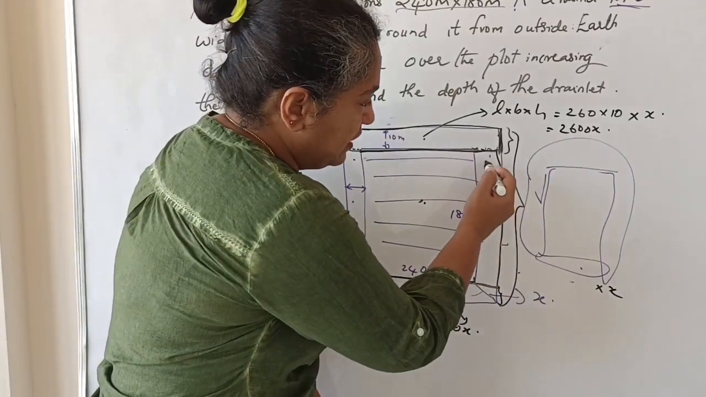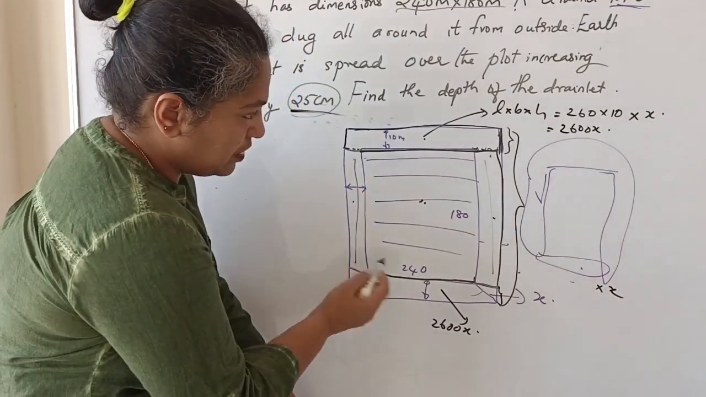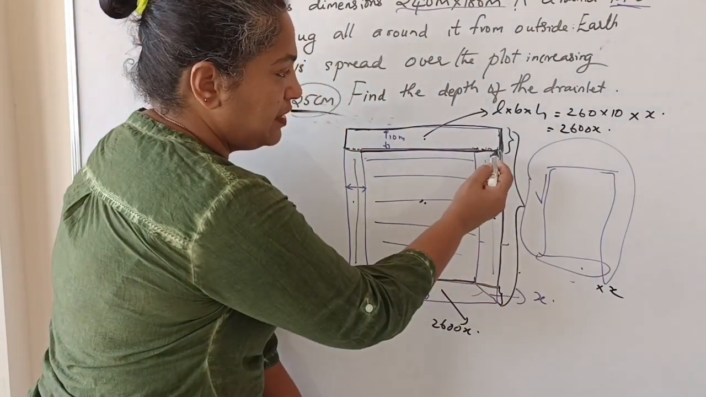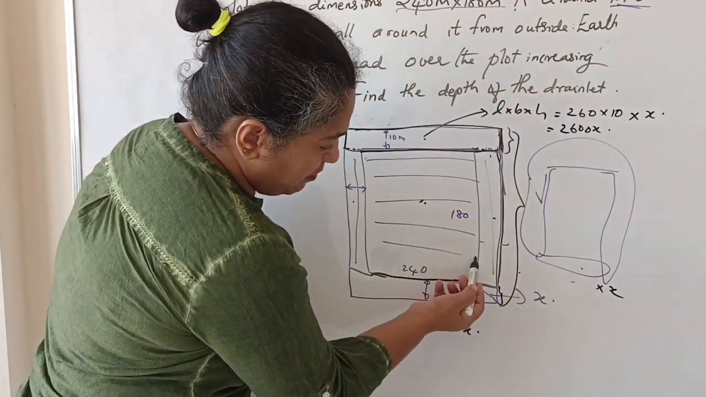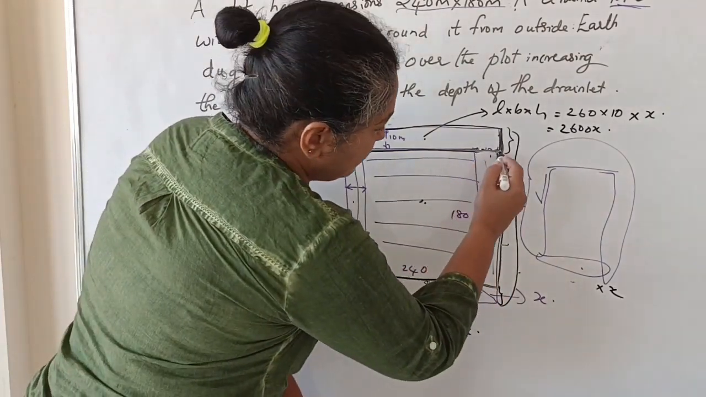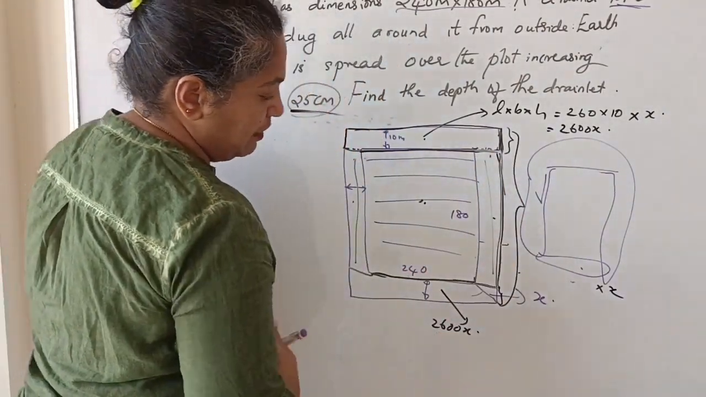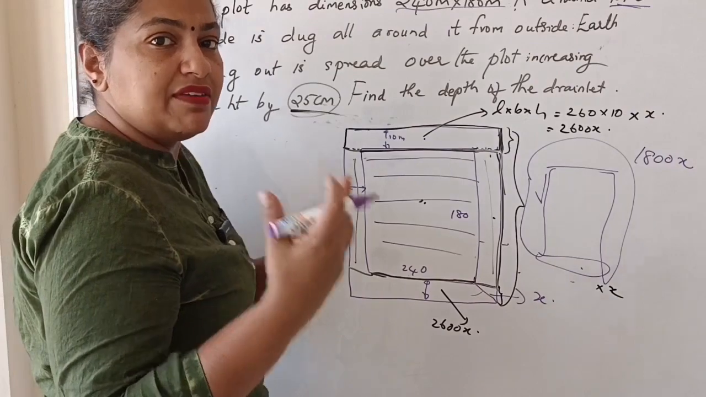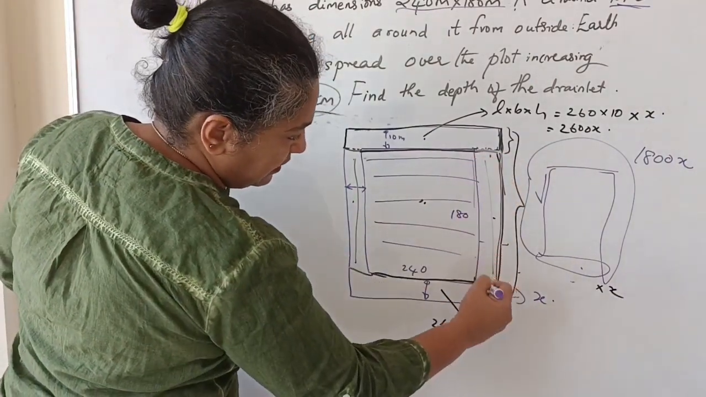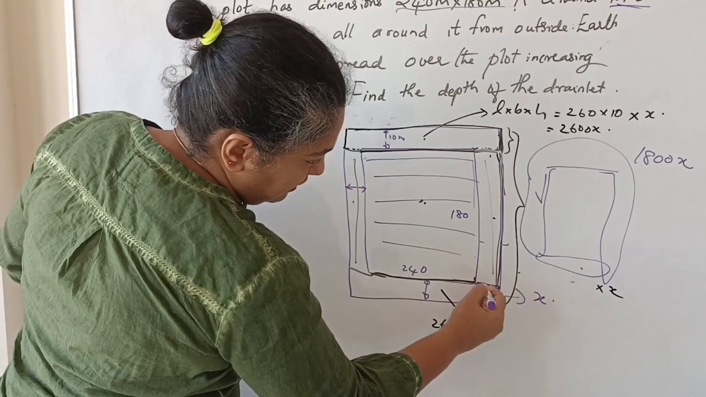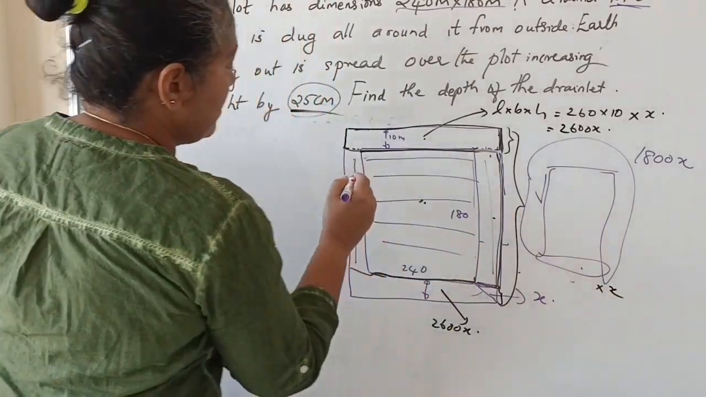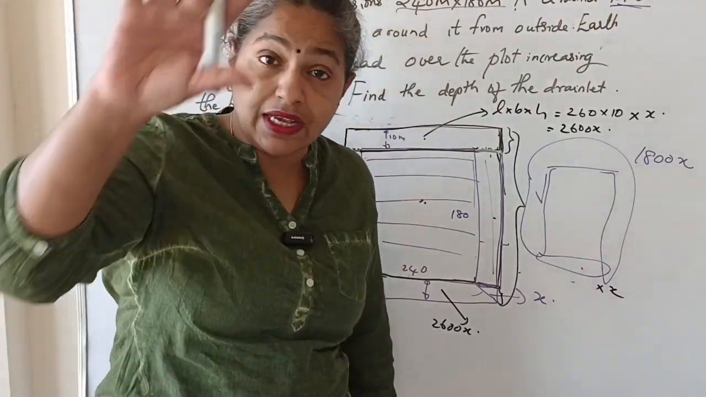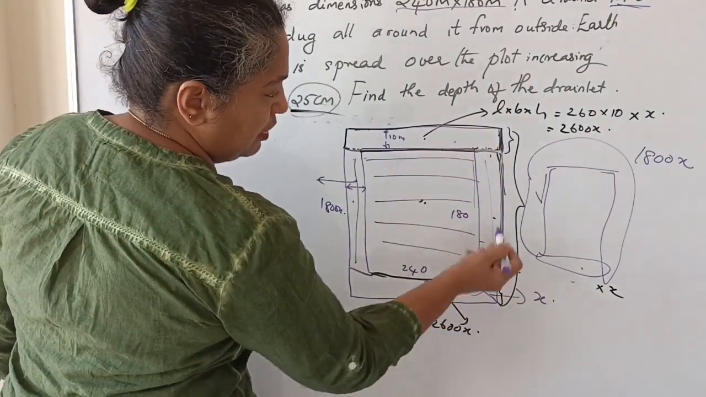Let us calculate the volume of the earth taken from this small rectangle and this small part. What is the length of this part? I need to find only the length of this particular part, which is the same as this part. So it is 180. The breadth is 10. So I can say that my volume will be 1800x. I hope you have understood how I got 1800. The length is 180, the breadth is 10 and the depth is x. The same volume I will have here also. Now, the volume of the earth taken out from across the drainlet will be from here, from here, from here and from here.